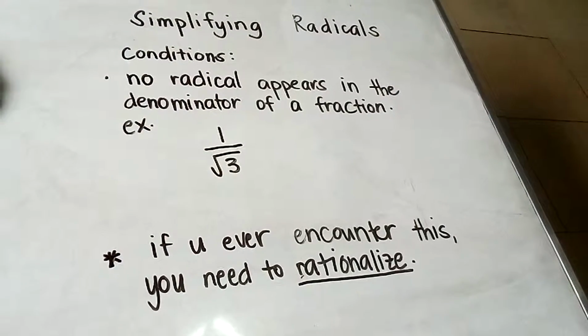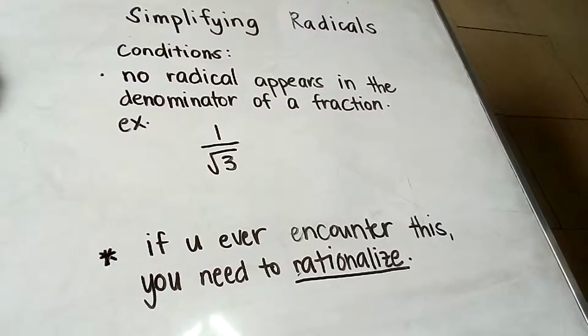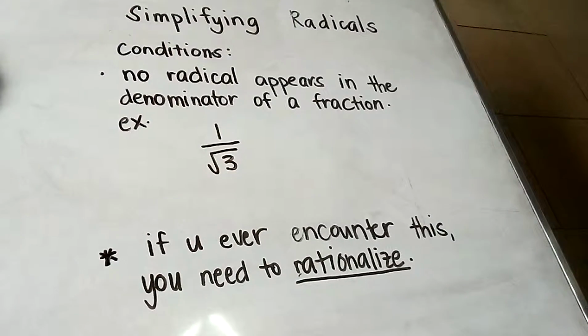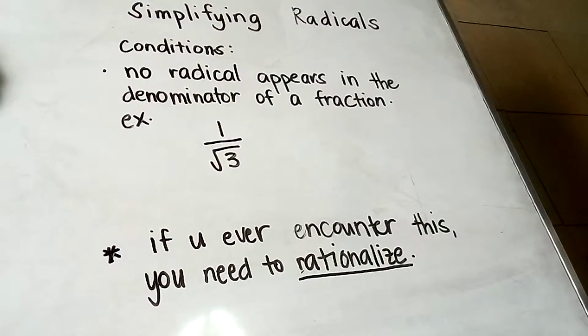Condition. No radical appears in the denominator of a fraction. Example, 1 over negative.